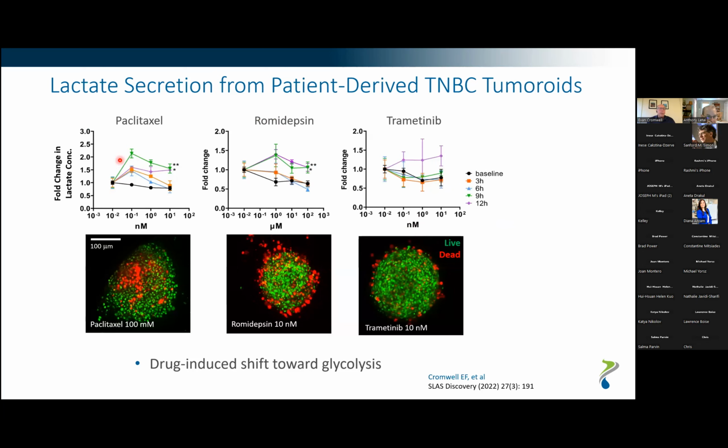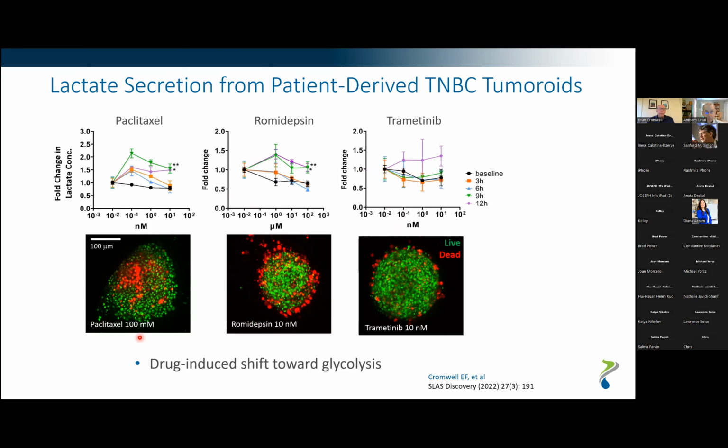So here are the results from that. It's a little complicated. The color code is the time sample, from 3 hours to 12 hours, and we collected a baseline sample, which was untreated. And then the bottom axis is the concentration of the different compounds, looking at paclitaxel, romidepsin, and trametinib. And then we have a fold change in lactate concentration, a change from this time 0 and 0 concentration point. So you can definitely see a drug-induced shift in the glycolysis, an increase in lactate secretion.